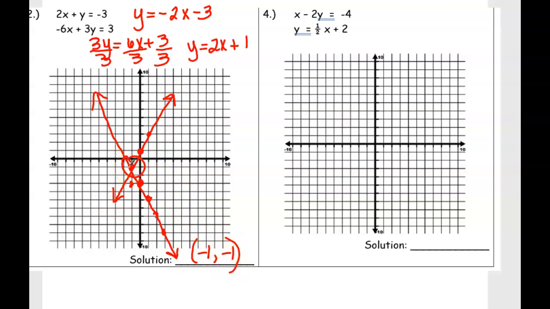If I plug it in to do my check step, I've got -2 minus 1 is -3, so that one works. And then I've got -2 plus 1 equals -1, minus 3... so that works for both of them.